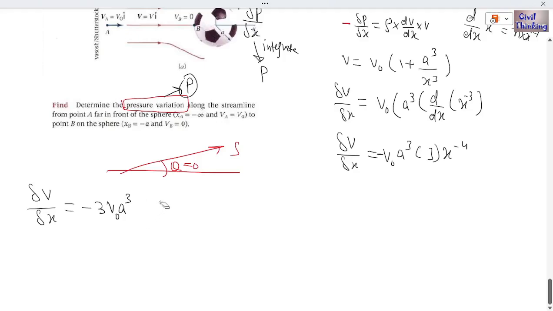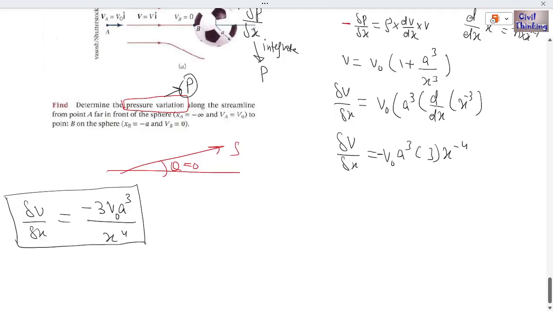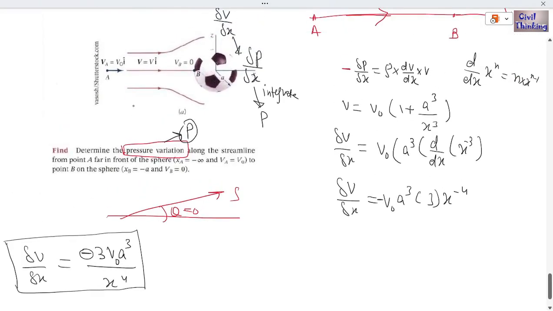Okay, or I will write x4 below. So this is our delta v by delta x. Now again it is saying something to us. What does negative mean? Negative means rate of change of velocity, delta v by delta x, rate of change of velocity with respect to x. As we move along the x, it is decreasing. Negative means decreasing.